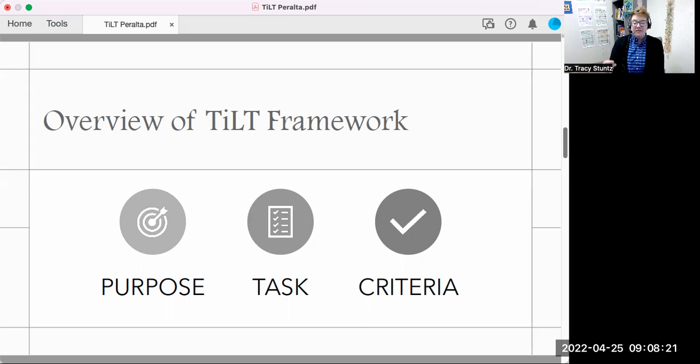When we're working on making a more transparent assignment, it's going to help give our students a clearer understanding of the expectations of the assignment. It's going to help increase relevance. They'll know why they're doing the assignment and how it's going to help them in the future.